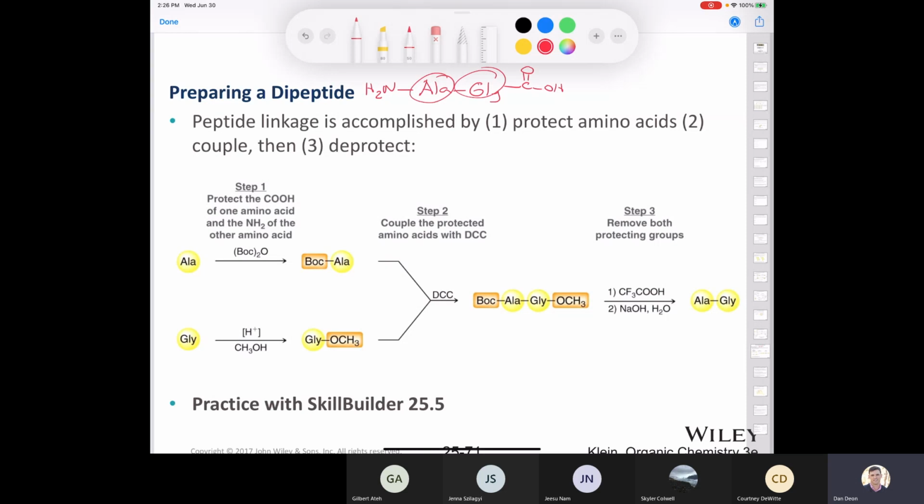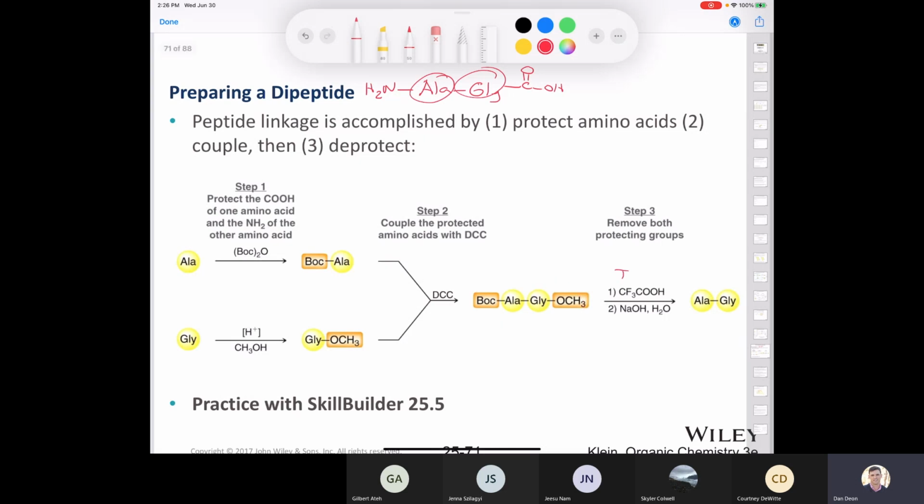What would you do? You'd protect it as a Boc, so you use Boc anhydride. There you go. What would you do to the carboxyl end? You'd protect that as a methyl ester. You could use a benzyl ester. Here they used a methyl ester. Nothing wrong with that. Then you do the DCC coupling. That makes the amide bond to produce the dipeptide that's protected at both ends.